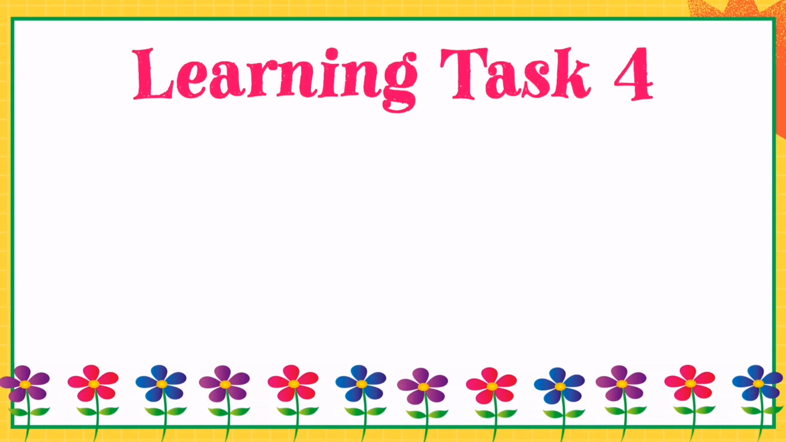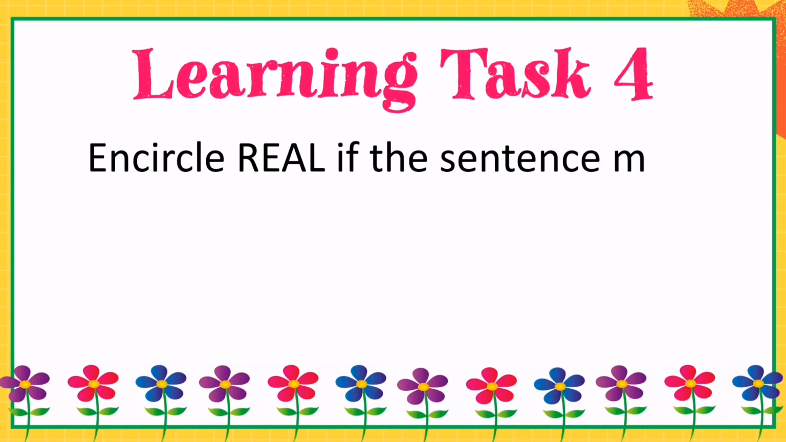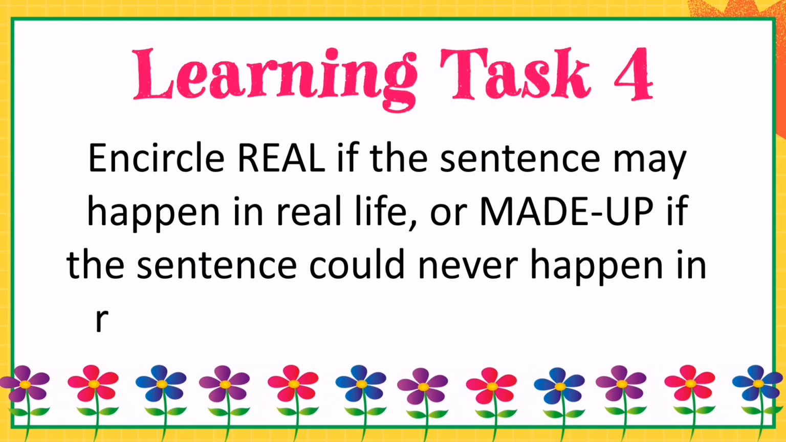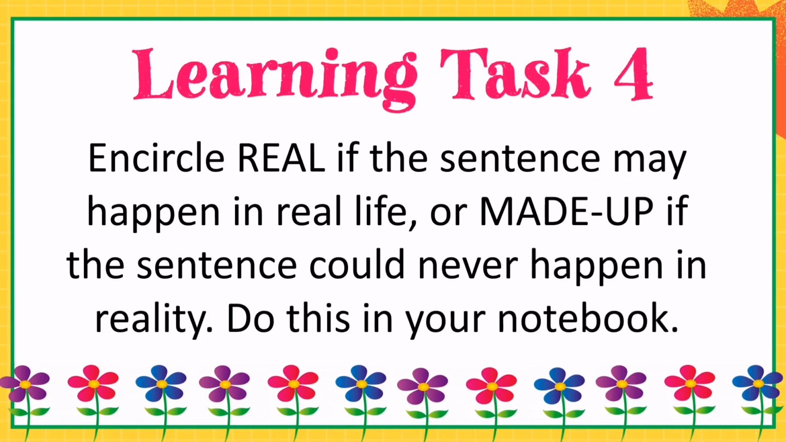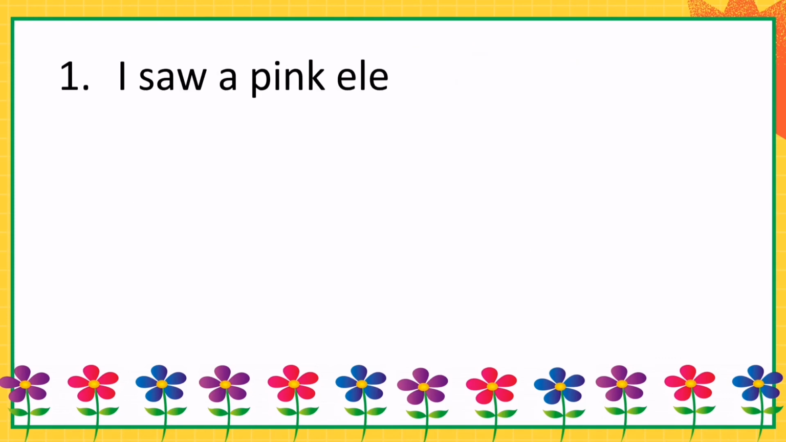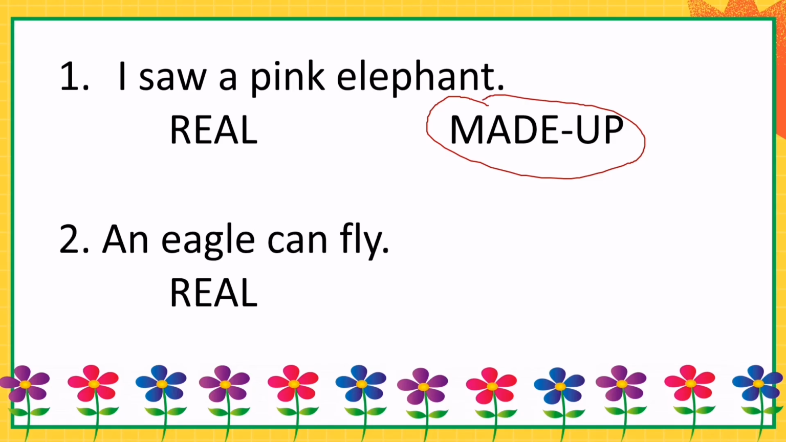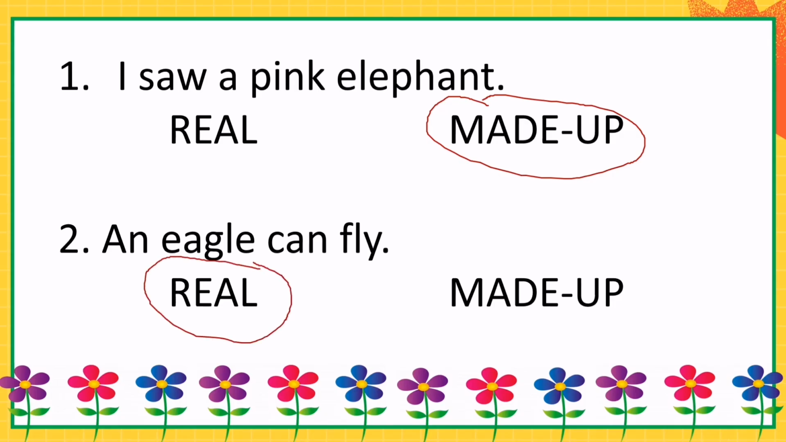Learning task number 4. Encircle real if the sentence may happen in real life, or made up if the sentence could never happen in reality. Do this in your notebook. I saw a pink elephant. Is there a pink elephant? Nothing. So this is made up. Next, an eagle can fly. Do you know eagle? Our what? Agila or pambansang ibon.